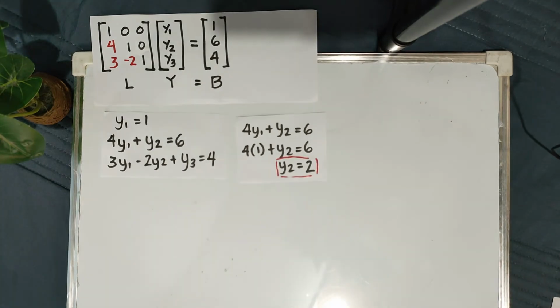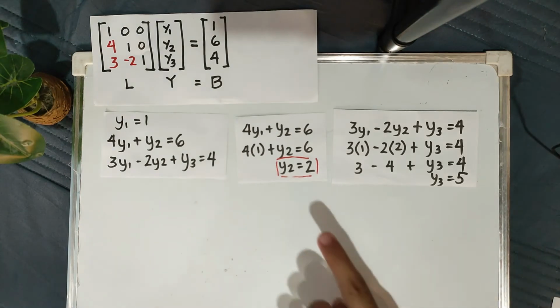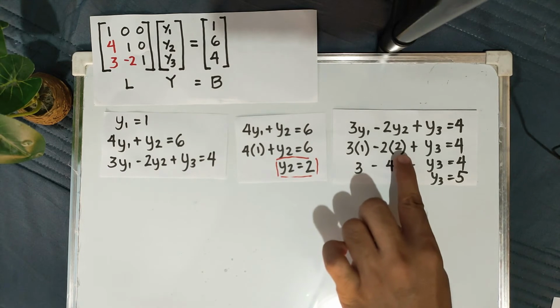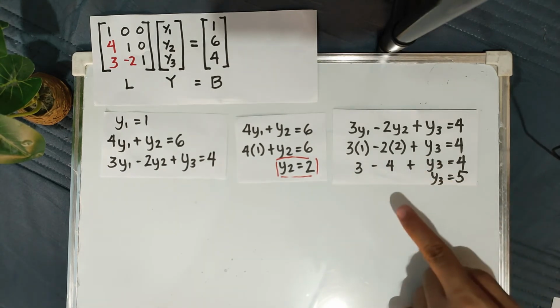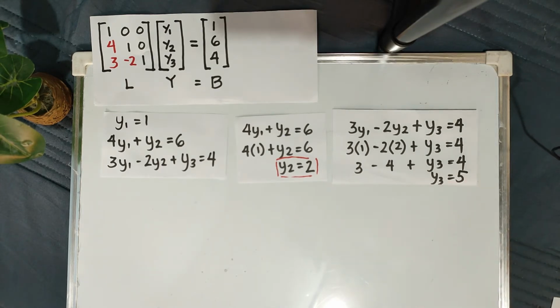Next thing is we need to find the value of y sub 3. So, the value of our y sub 1 is 1 and the value of our y sub 2 is 2. So, pangitawon to ang value ni y sub 3. And perform na operation, we will come up with y sub 3 equals 5.